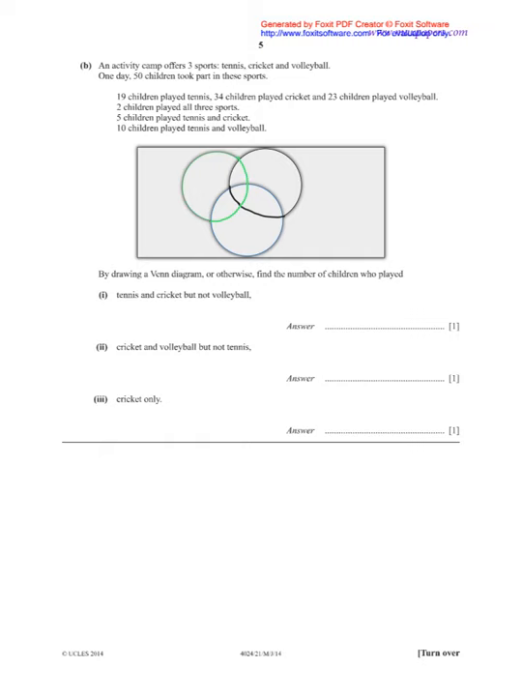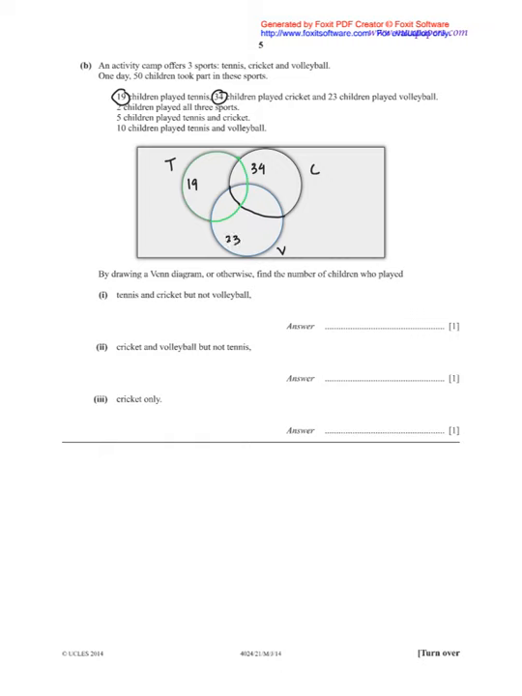The next part says that an activity camp offers 3 sports: tennis, cricket and volleyball. One day 50 children took part in these sports and the data is given. So I need to make a Venn diagram here. We have 3 sports: the first one is tennis, after that cricket, and the last one volleyball. So I'm going to write down the data here. 19 children play tennis, 34 children play cricket, and 23 play volleyball.